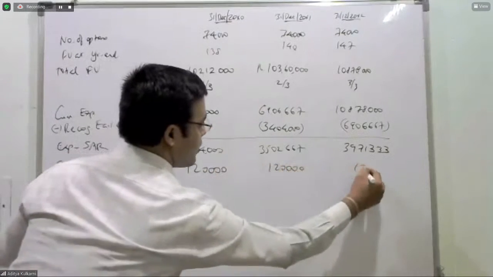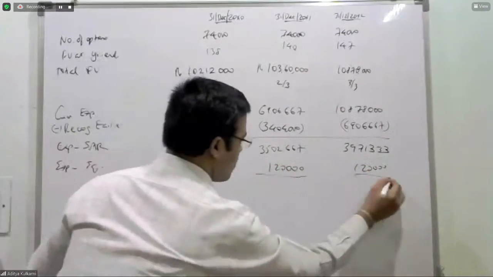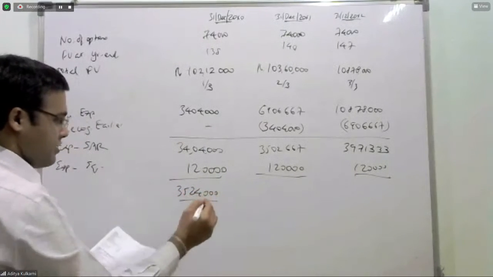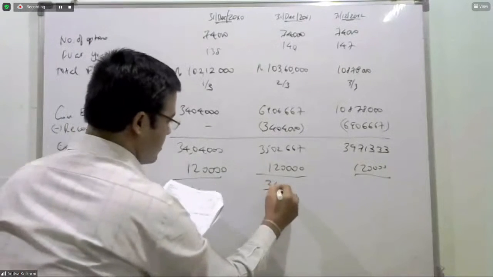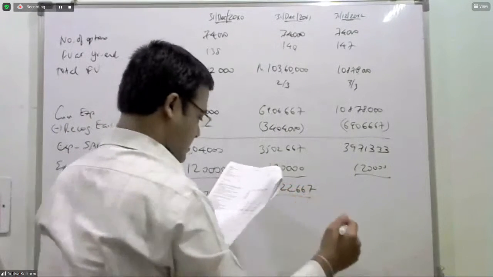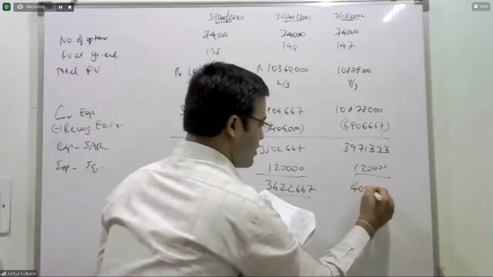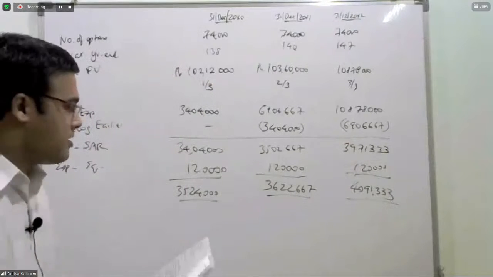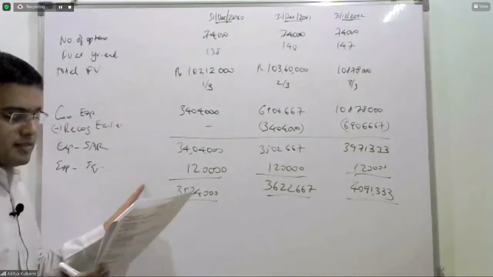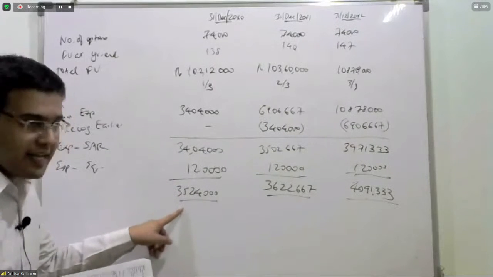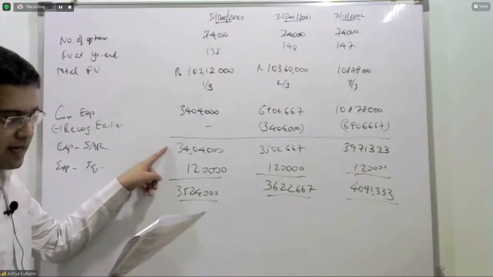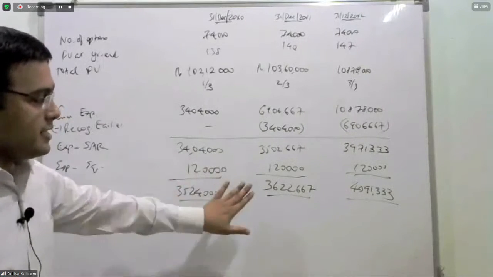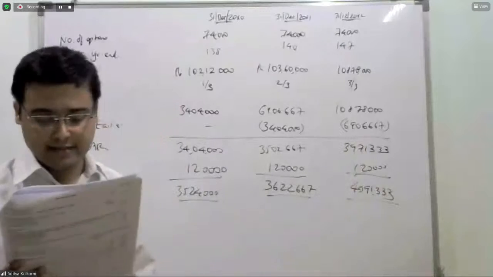1,20,000, 1,20,000, 1,20,000. So total compensation expenses will be 35,24,000. Here it will be 36,22,667. Here it will be 40,91,333. So your journal entry will be employee compensation expense account debit 35 lakh 24, to SBP liability 34 lakh 4, to SBP reserve 1 lakh 20. Likewise, for these two, you will pass the entries.